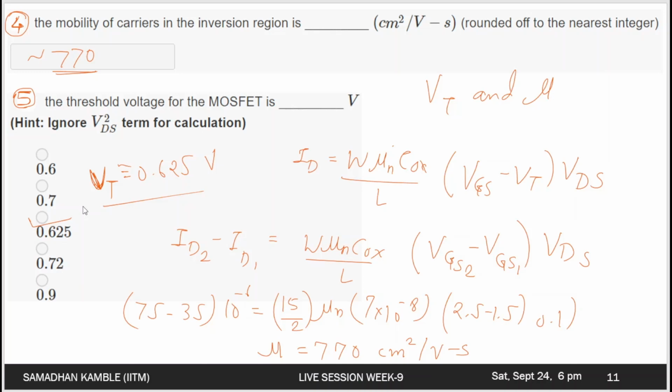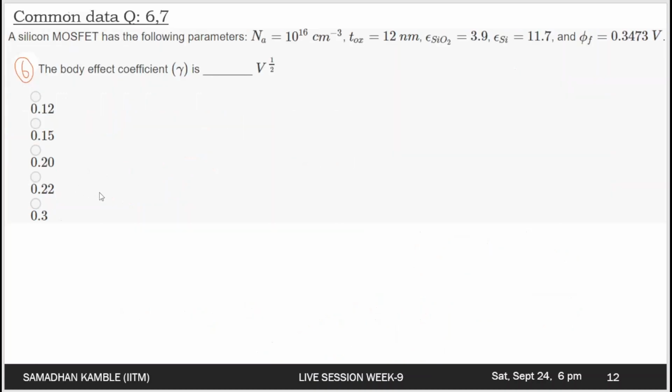So I think this was also quite straightforward. Let us move to the sixth question. The question is again a common data question. A silicon MOSFET has the following parameters. Its doping concentration, thickness, and the epsilon values are given. Also the Fermi potential is given here, and we want to find out the body coefficient.